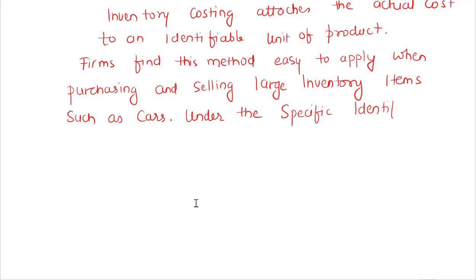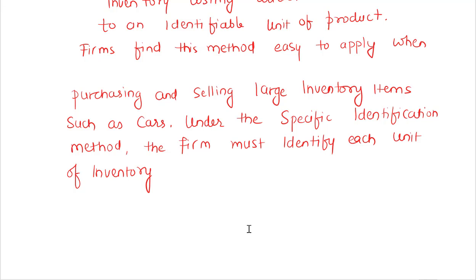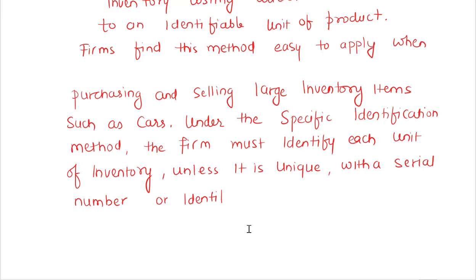Under the specific identification method, the firm must identify each unit of inventory, unless it is unique, with a serial number or identification tag.